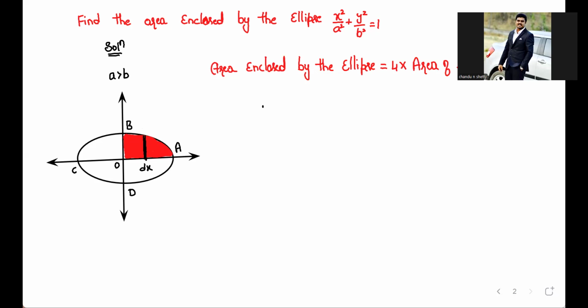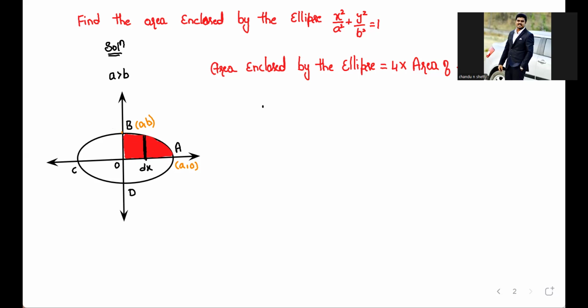Now you should observe the radius of this ellipse. You should observe, this is A comma 0 I'm taking, and this point is 0 comma B. My dear students, if we are doing with respect to dx, the limit we are taking here is 0 to A. If we are doing here with respect to dy, the limit is 0 to B we should take it. Clear it is? So be careful about that.